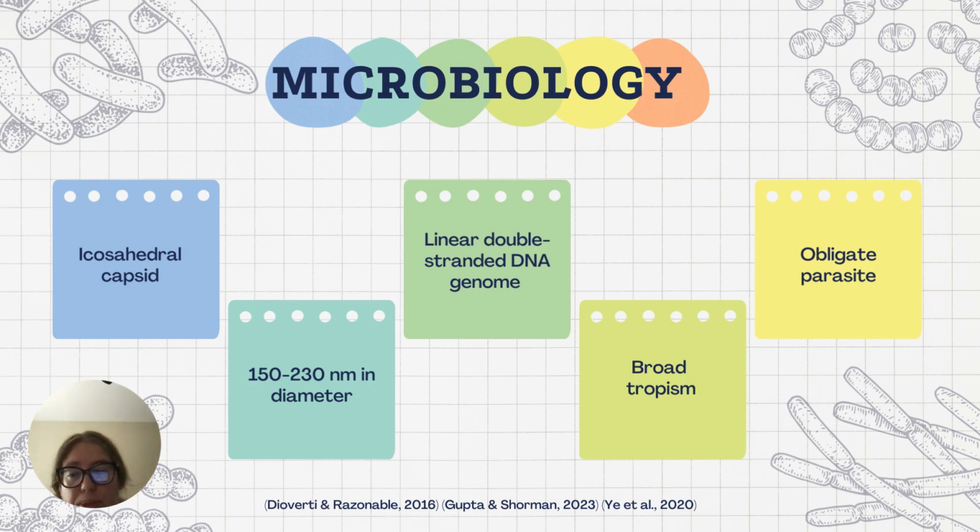It has a broad tropism, meaning it can infect a broad cell range within its host, including parenchymal cells, connective tissue cells of almost every organ, and then various hematopoietic cells. So its main target for virus replication are epithelial cells, endothelial cells, fibroblasts, and smooth muscle cells. And cytomegalovirus is an obligate parasite, meaning that it cannot complete its life cycle without exploiting a suitable host.